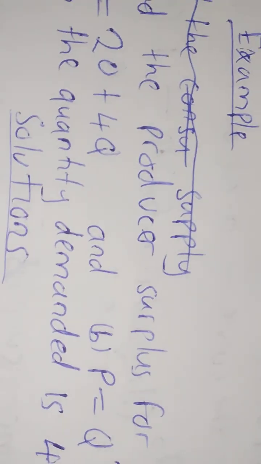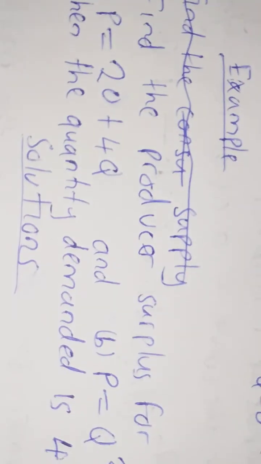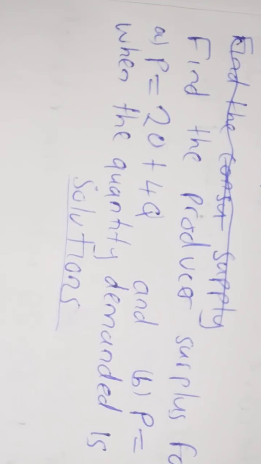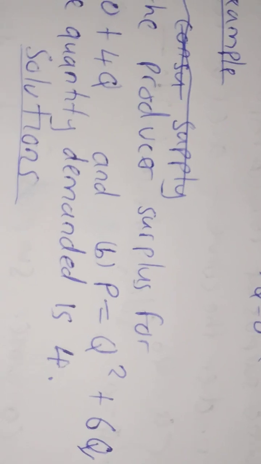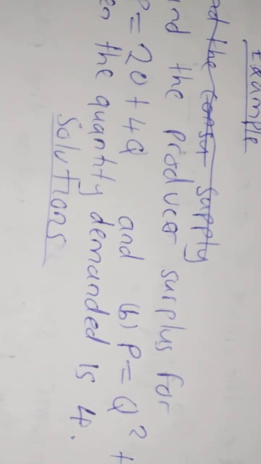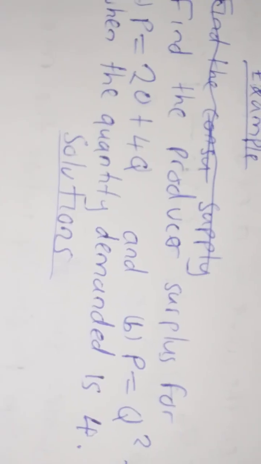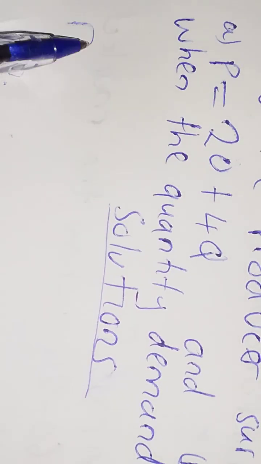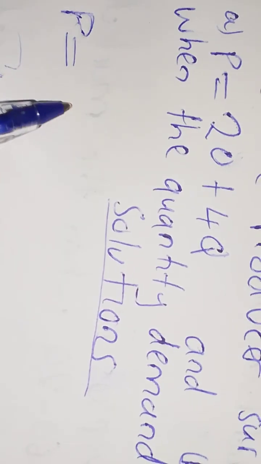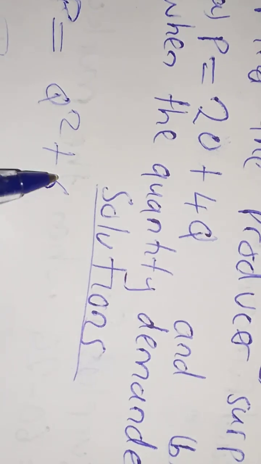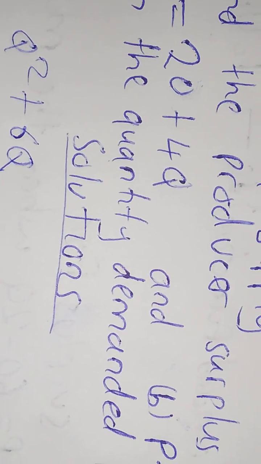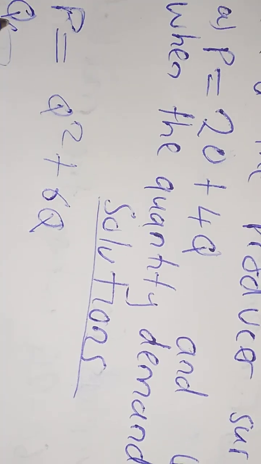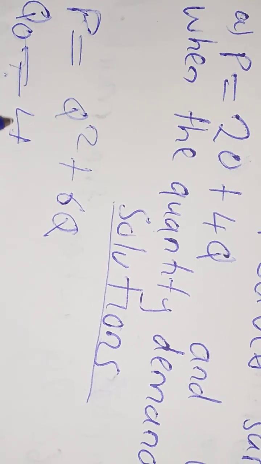So we have an example which says find the producer surplus for P equal to 20 plus 4Q, and P equal to Q squared plus 6Q when the quantity demanded is 4. So we are going to answer question B. So in question B, P is equal to Q squared plus 6Q, and you have been told that the quantity demanded is 4. So what is that quantity demanded? It's given by Q0 equal to 4.